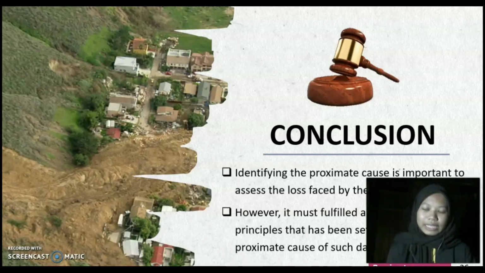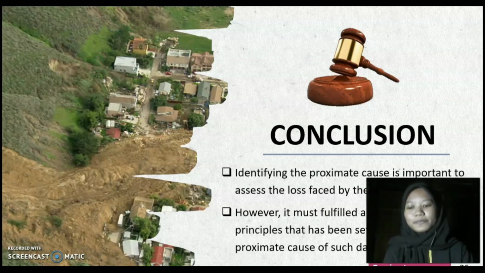As the conclusion, it is important to identify the proximate cause of a certain loss so that the loss suffered by the insured party will be covered. However, it must fulfill all the general principles that have been set up to determine the proximate cause of such damage or loss. Thank you.